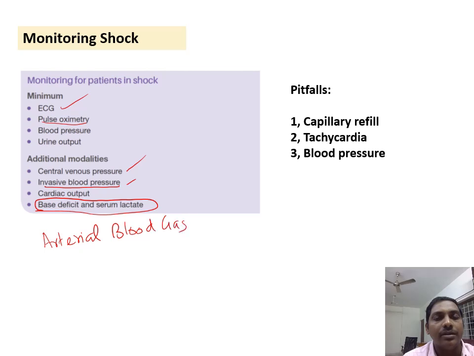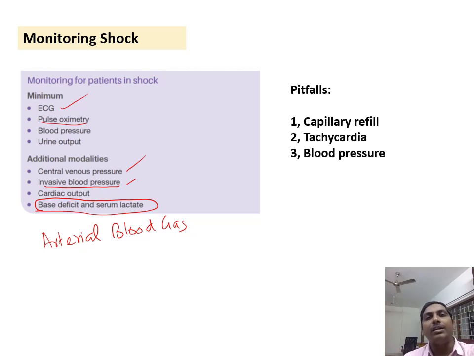Serum lactate should reduce when the patient is responding. When, even after giving treatment, the lactate is not coming down and the base deficit is not coming down, the patient is in a state of cellular hypoxia and resultant acidosis. Such patients need a change of treatment.